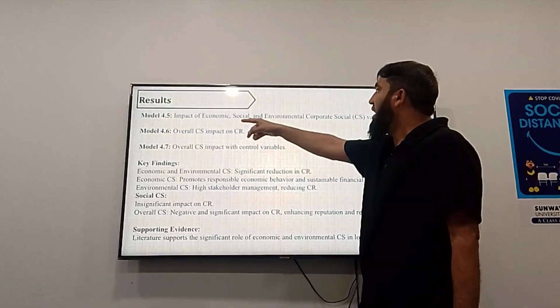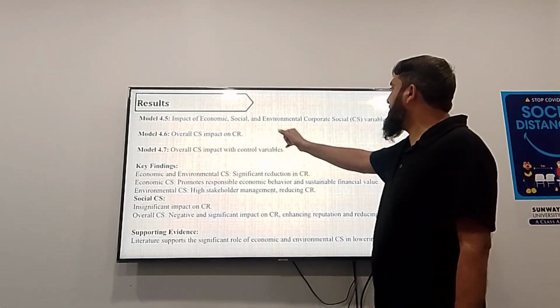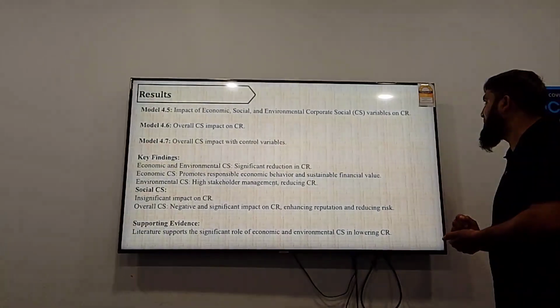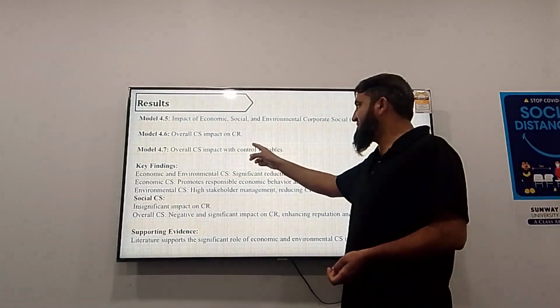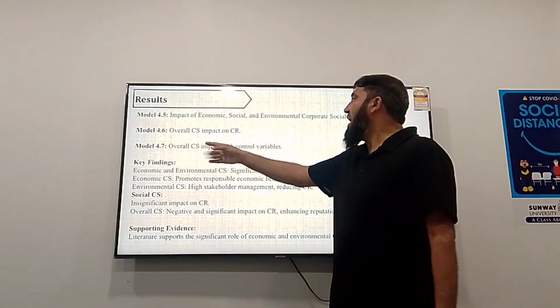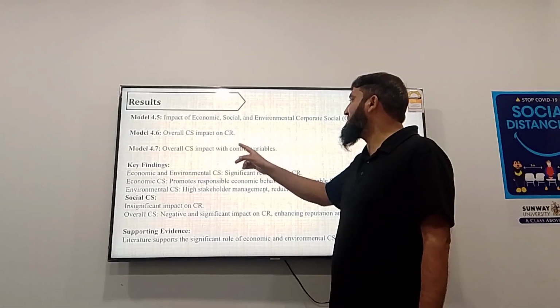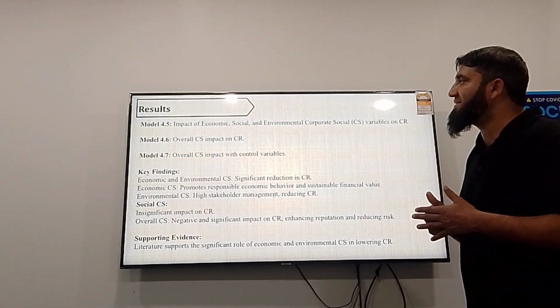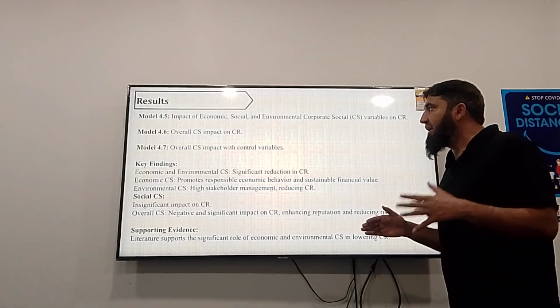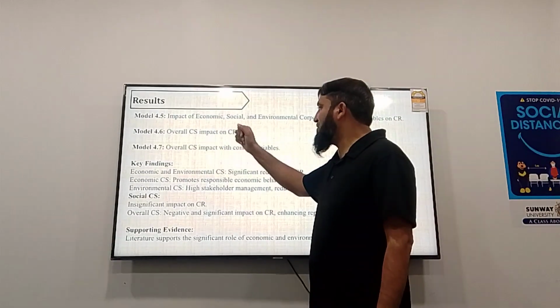These are model 4.5, the impact of economic, social, and environmental corporate sustainability variables on CR. Model 4.6 shows the overall CS impact on CR, which is significant. And finally, model 4.7 shows the overall CS impact with control variables. So models 4.7 and 4.6 have the same results. This is the overall result, and this is the individual result.